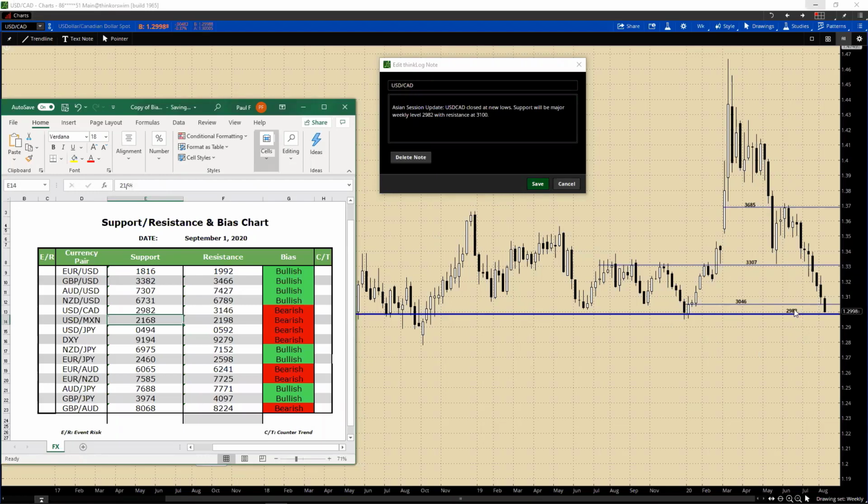Resistance, on the other hand, here's that key week level 30.46. We actually had 31.46, but you can see as this market continues to move lower, we'll go with that 30.46.